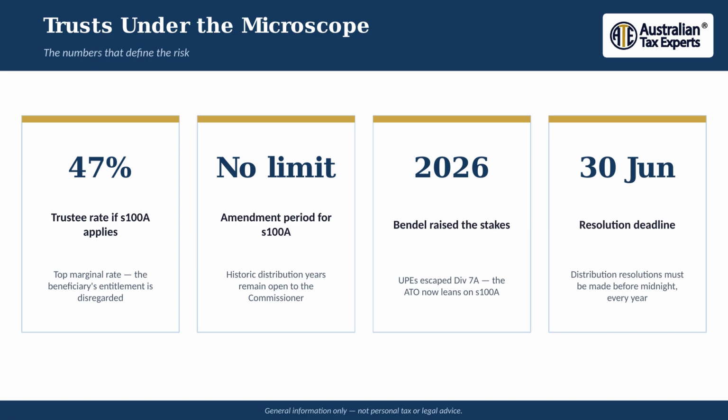2026, the year the High Court's Bendel decision took unpaid present entitlements out of Division 7A, prompting the ATO to point straight at Section 100A as its remaining tool. And the 30th of June, the deadline by which every year's distribution resolution must be made. Miss it, and the consequences arrive regardless of anyone's intentions.